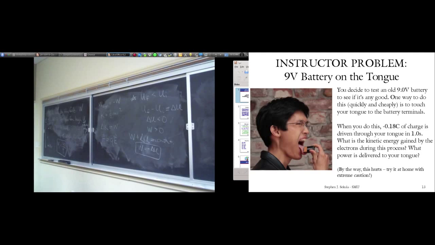How many of you have ever touched a 9-volt battery to your tongue? Wow, okay, great. What happens? Christo, what happens when you do that? Assuming it has any juice left in it, what happens?